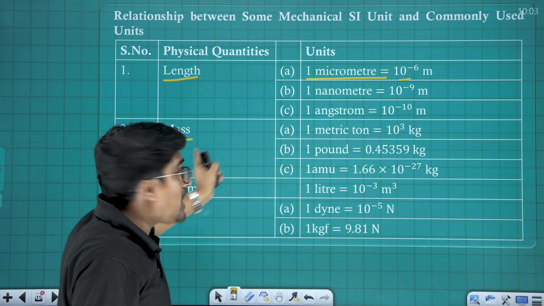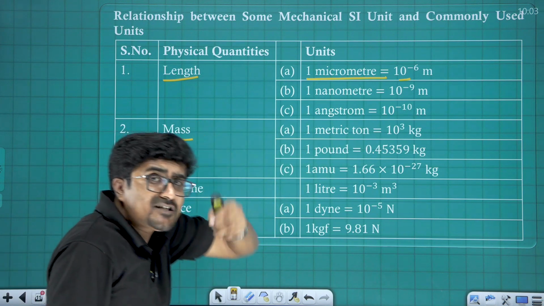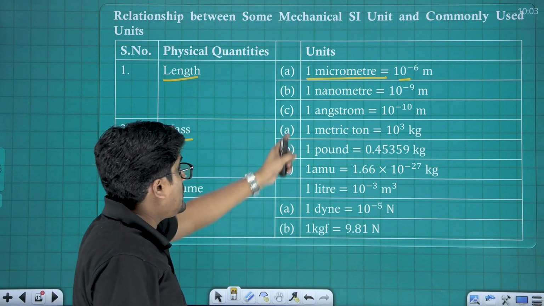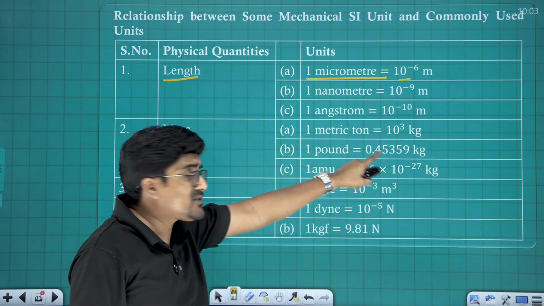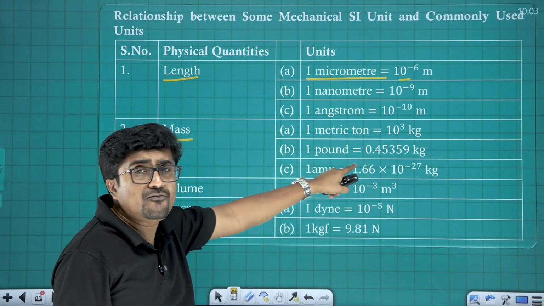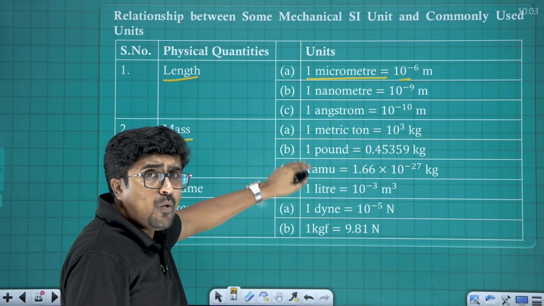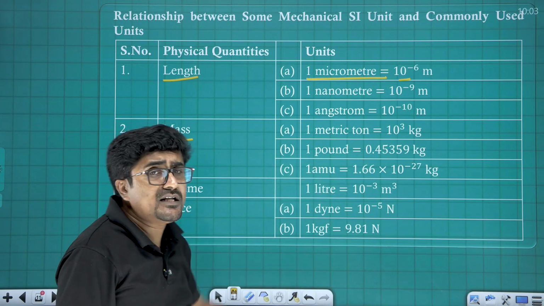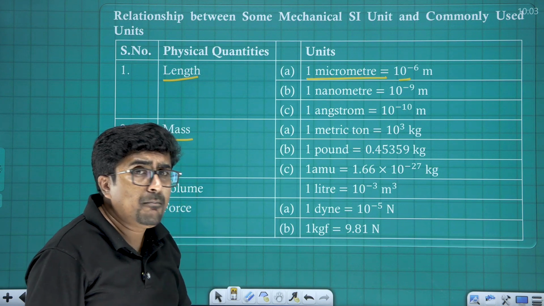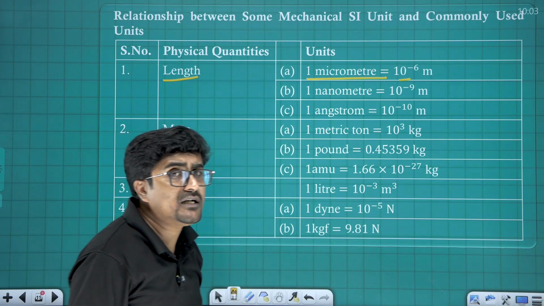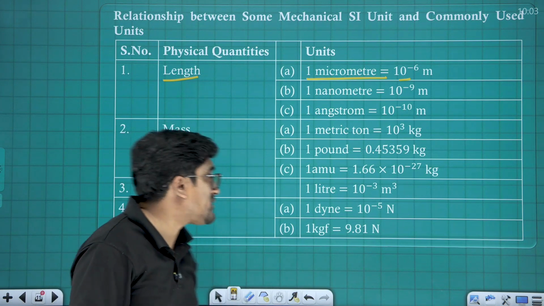Next is mass. As per the SI system, it is kg, and 1 metric ton is 10 to the power 3 kg. 1 pound is 0.45359 kg. And next is 1 AMU, that is atomic mass unit, that is 1.66 into 10 to the power minus 27 kg, and rounding off it is approximately 1.67 also.